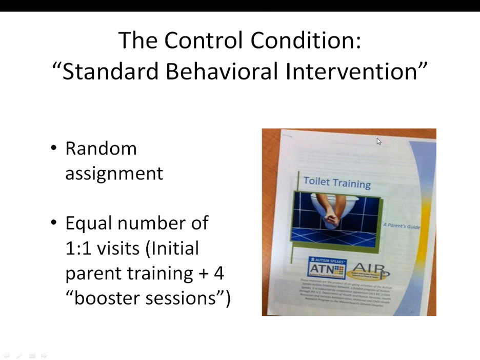All right, so a little bit more about the study itself. We have a control condition, as I alluded to earlier. We call it the standard behavioral intervention for purposes of the study. We have random assignment into this group, the control condition, or into the moisture pager group, of course. We control for an equal number of visits. That is an initial parent training, I should say, plus 4 brief booster shots. They're usually a psychologist hour of about 50 minutes. And you can see that's simply the ATN toolkit.